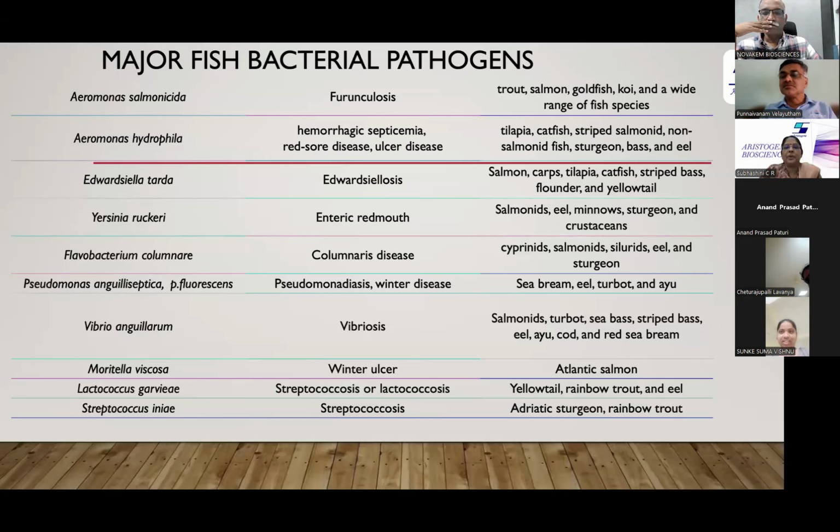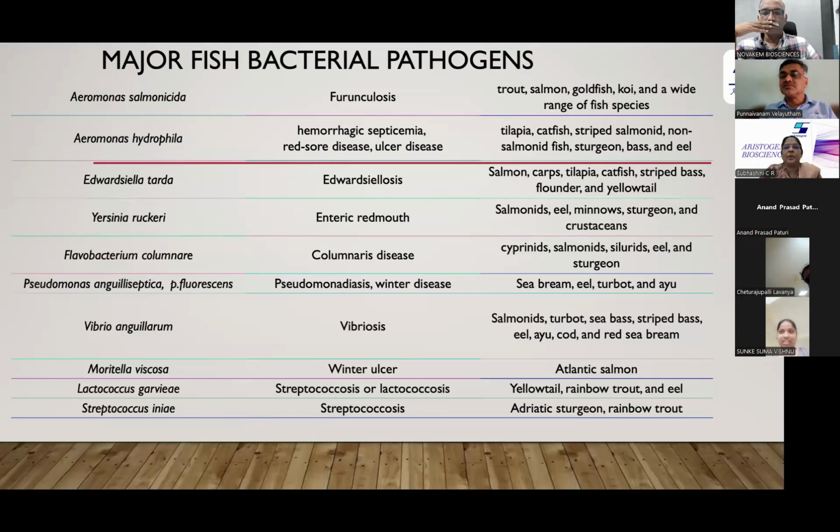So first, let me talk about Aeromonas. The commonly found species in India are Aeromonas hydrophila and Aeromonas veronii. Salmonicida, of course, we have a few strains, but this is more common in salmon. So what is the problem caused by Aeromonas hydrophila? The disease is called hemorrhagic septicemia, also red disease or red sore disease.